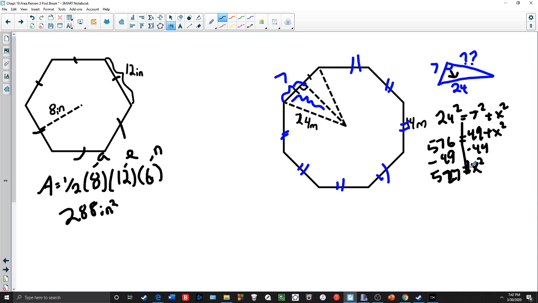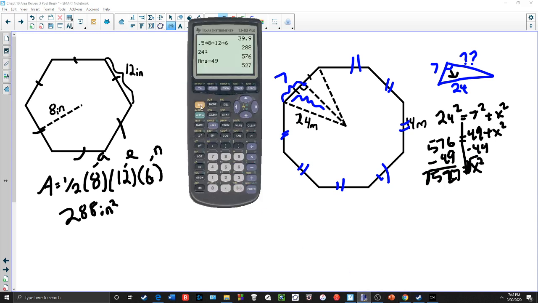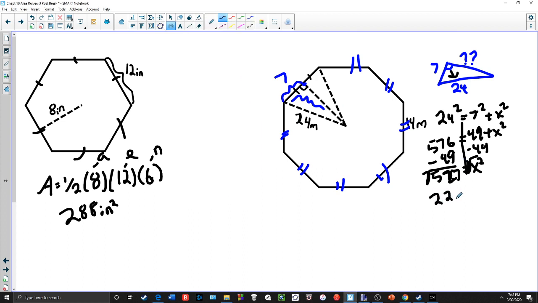And so we don't want x squared, we want x, so we're going to square root both sides. And we get the square root of 527 gives us 22.96 essentially. 22.96, which I'm just going to round to 23 for simplicity's sake, as my apothem, my x. So this line right here is 23.